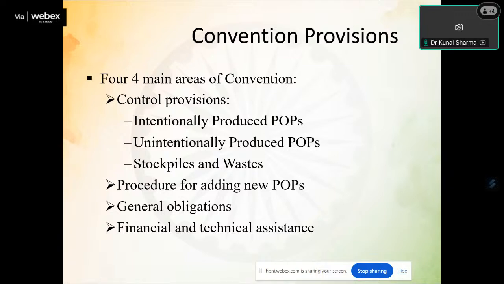First is control provisions, which talks about the intentionally and unintentionally produced POPs and stockpiling and waste of POPs. Second area is the procedure for adding new POPs if required, and if it is required for industrial use, what is the procedure. Again, it has been discussed: conventions, general obligations, and financial and technical assistance. When you see the convention in a broader note, you will get a huge amount of data available. But for the CBRN part, you will focus upon certain important issues only.